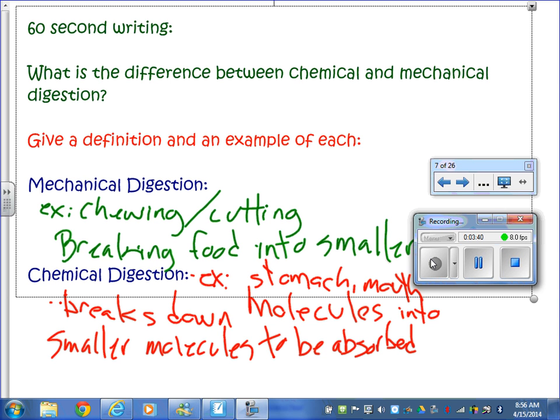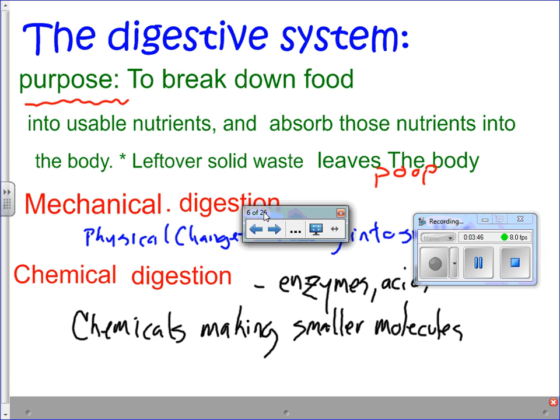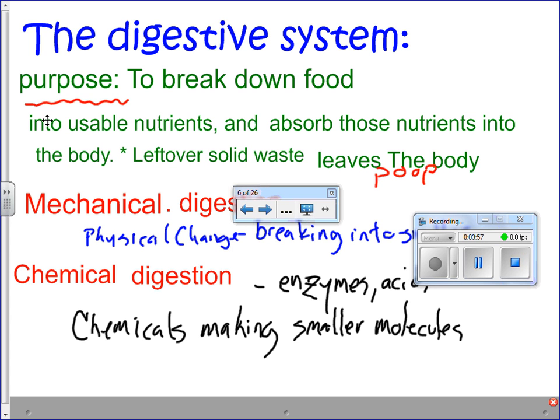Yes. Excellent. So, the purpose of the digestive system is to break down food into usable nutrients, absorb those nutrients into the body, and then the leftover solid waste leaves the body. So, and we talked about this a little bit yesterday, but the kidneys and the urinary system, that's not the digestive system. That's a different system getting waste out of the bloodstream. The waste that comes, the solid waste, the leftover undigested food, that's the digestive system. Okay.